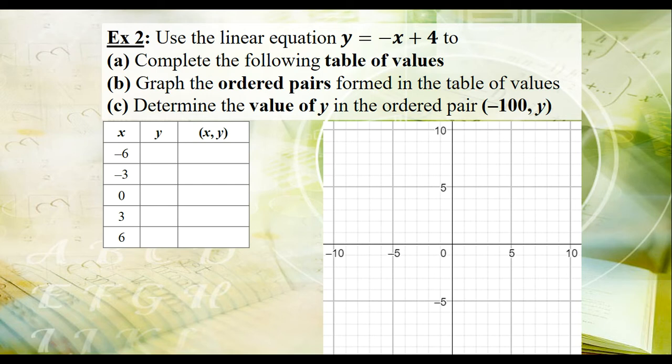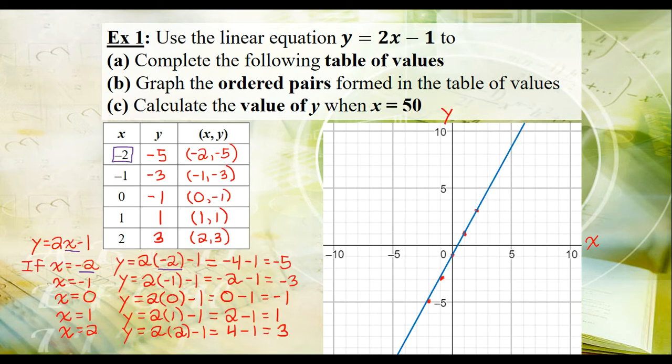Okay, second example says use a linear relation y equals -x plus 4 to do the same thing again. Oh, we didn't finish part C here. Sorry. Let's do that first. Okay, so this was part A. Part B was plotting the points and drawing a line through it. And then part C says calculate the value of y when x is equal to 50. So we can actually just use the equation again to do that.